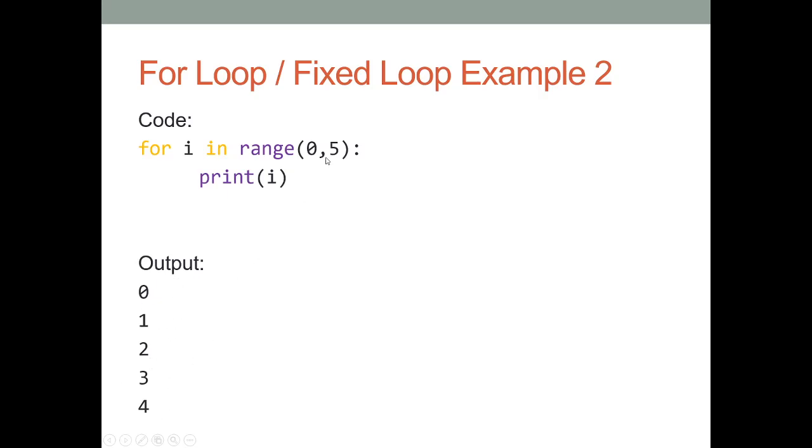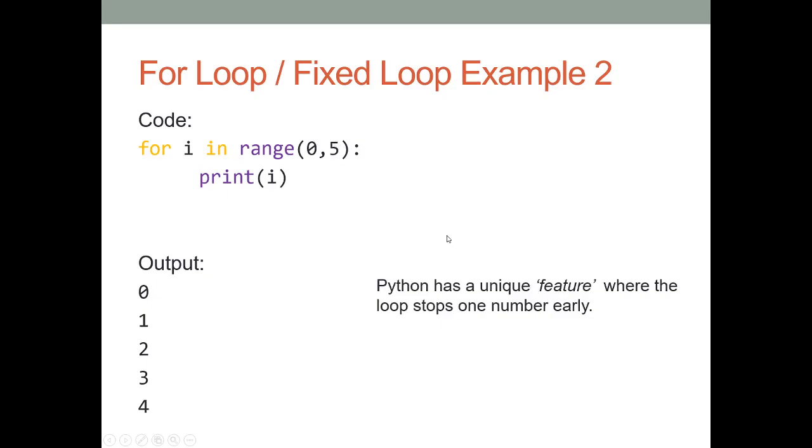Notice that it always stops 1 number earlier than what you write here. So if you wanted it to go around an extra time, you would have to add an extra number. And basically it gets to this point and then it just calls it quits. It can't be bothered anymore. It's a unique feature of Python. And every time you go around a loop, it's called an iteration.